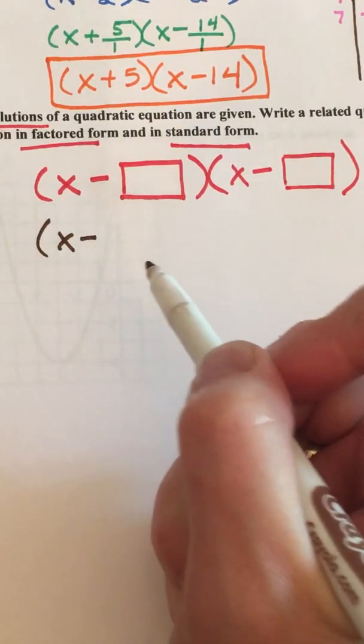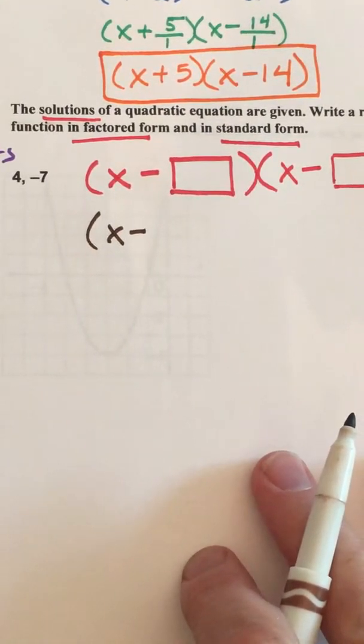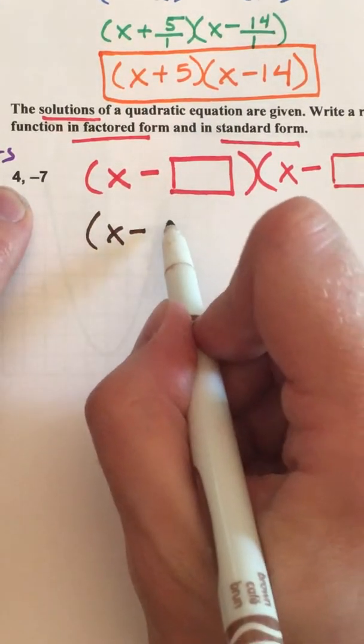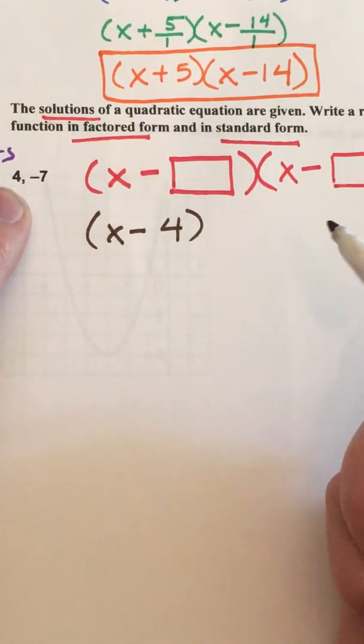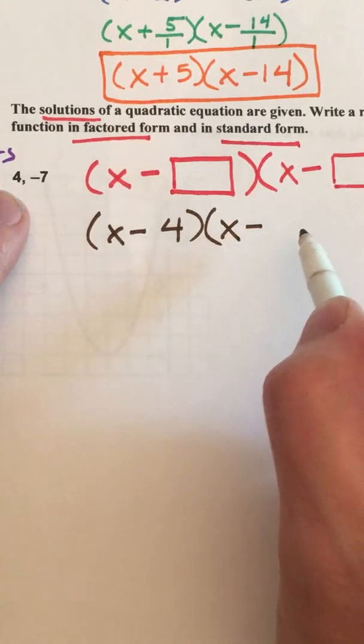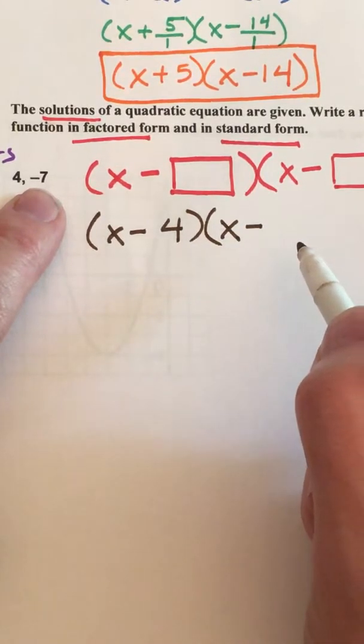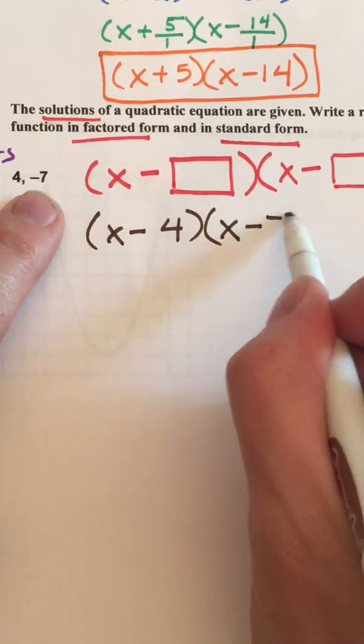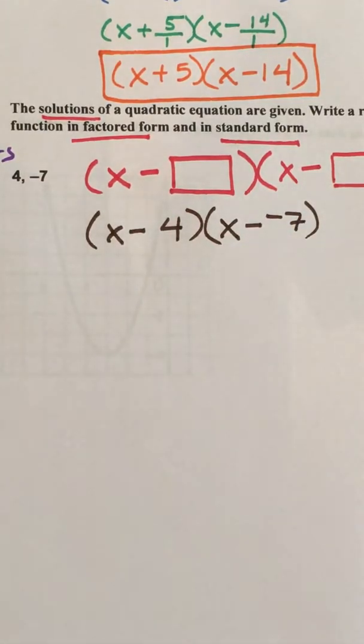x minus, what's the first value they gave me? 4. Ta-da! Second binomial, x minus, what's the second value they gave me? -7. Okay. Make sure you have the minus and the negative in there.